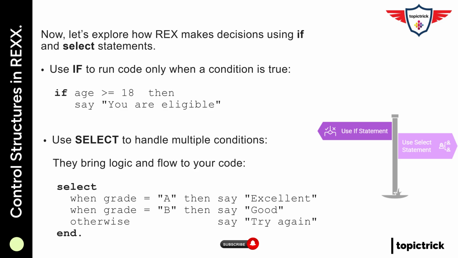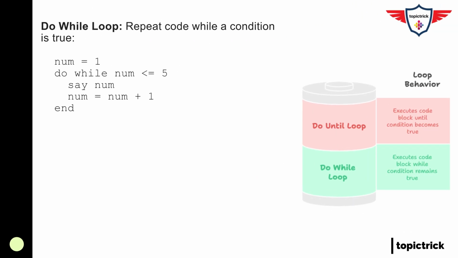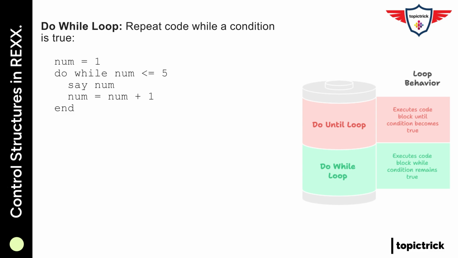Now let's move on to loops, starting with the do-while loop. This one repeats a block of code as long as a condition is true. Here's an example. num = 1, do while num <= 5, say num, num = num + 1, end. So what's happening here? We start with num equal to 1. Then the loop checks if num is less than or equal to 5. If that's true, it prints the number, adds 1 to it, and checks again. It keeps looping until num goes over 5.